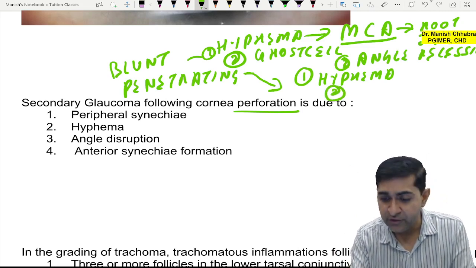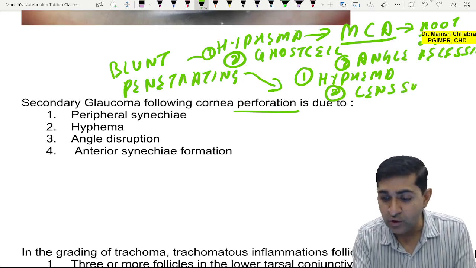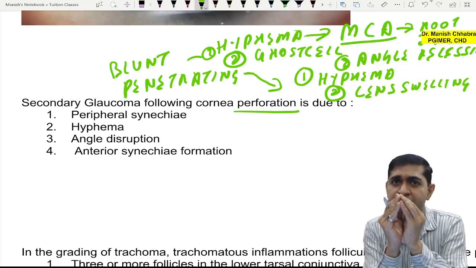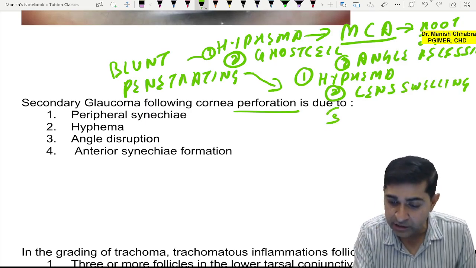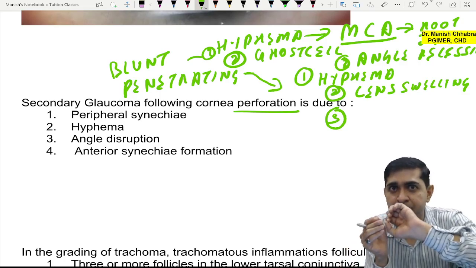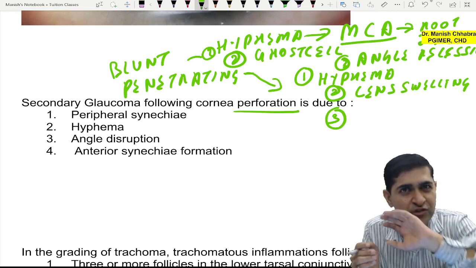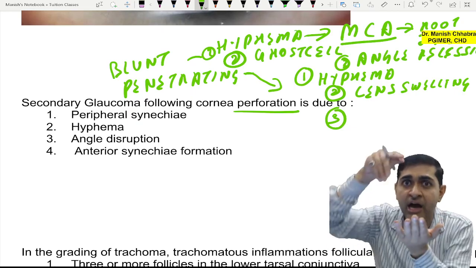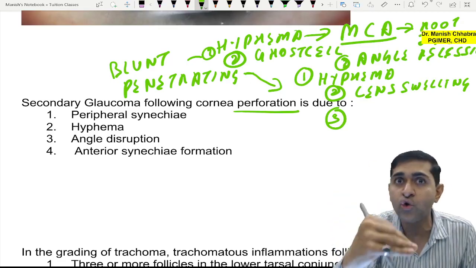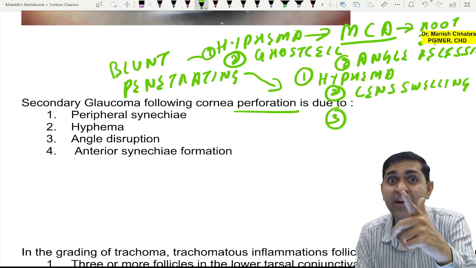Second, if there is damage to the lens, which will lead to lens swelling. So when it will get swollen up, it will shallow down the anterior chamber. Third, when there is trauma penetrating, there is perforation, which will lead to coming out of aqueous humor. Aqueous humor will come out and the eyeball will get deflated and the iris will move back and will try to close the perforation due to deflation. And it will induce inflammation.